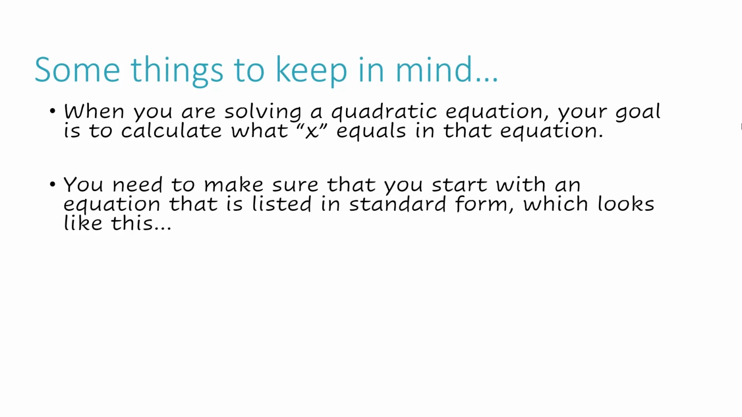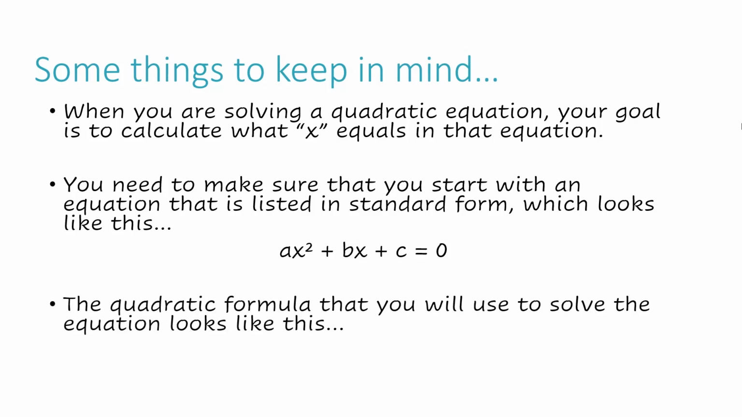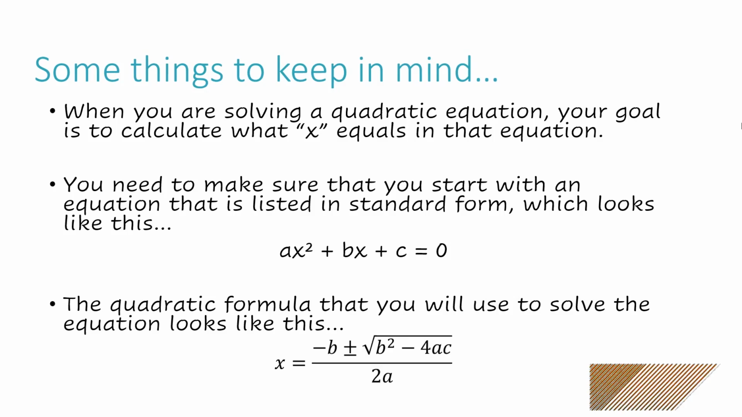You need to make sure that you start with an equation that's listed in standard form, which looks like this: ax squared plus bx plus c equals 0. The quadratic formula that you use to solve the equation looks like this: x equals negative b plus or minus the square root of b squared minus 4ac, all over 2a.